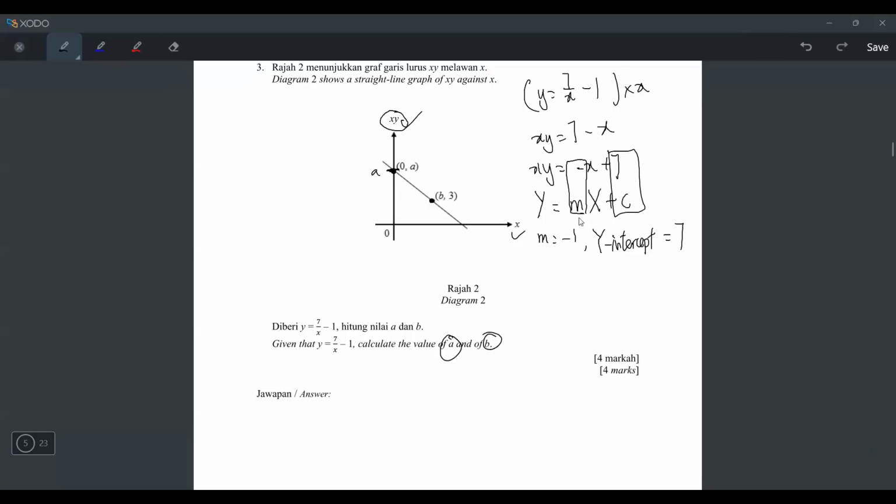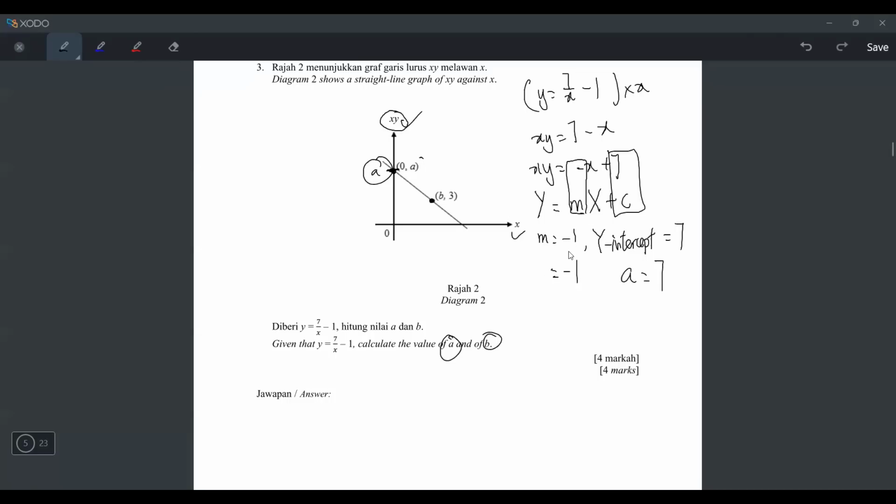Okay, so now they want to find the value of A and B. Now only I will focus on the diagram. So from the equation, I know I can get the gradient and y-intercept. But what about from the diagram? From the equation, the y-intercept is 7. But from the diagram, what's the y-intercept? A, right? So it means A is 7. What about the m? It is -1, right?